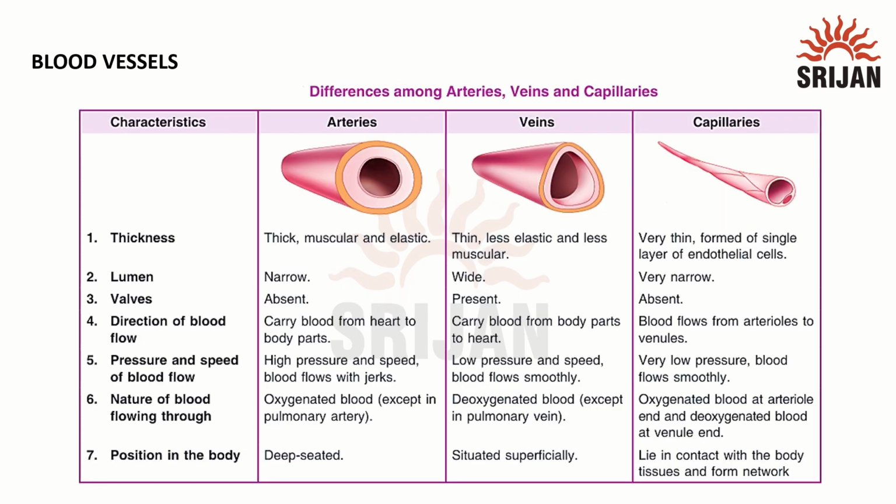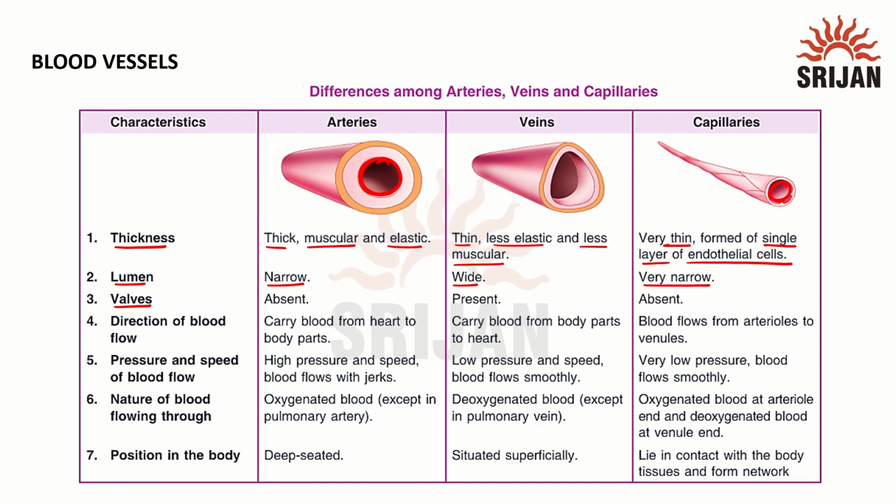Now if we see the difference among these three blood vessels, first is the thickness. Arteries have thick, muscular and elastic wall. Veins have thin, less elastic and less muscular wall. On the contrary, capillaries have a very thin, single layer of endothelial cells as their wall. Second is the lumen, the space available for the blood flow. It is narrow in arteries, wide in veins, very narrow in capillary, wherein one RBC can pass through.